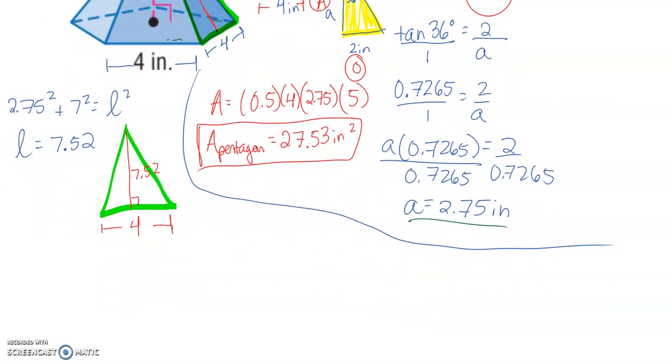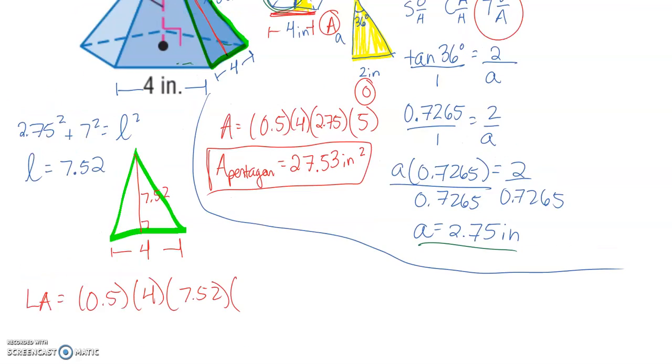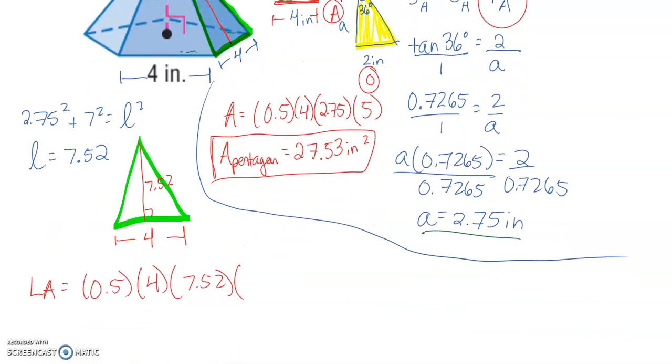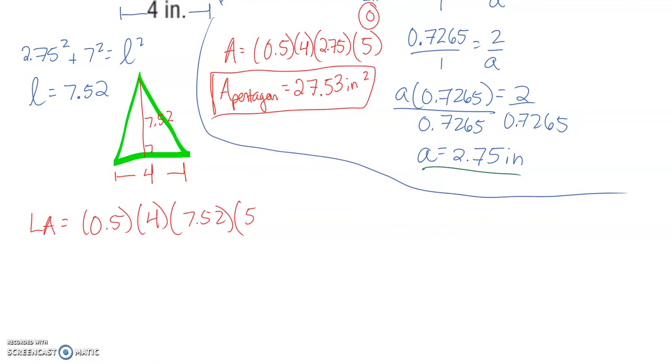So when I'm solving for the lateral area, I'm going to do 1/2, because the lateral area on a pyramid is a triangle, of course, times the base is 4, times the height is 7.52. And then you want to make sure you multiply by how many triangles are on this figure. Well, if the base is a pentagon, there are 5 different triangles. So then I'm going to solve that out. 0.5 times 4 times 7.52 times 5 gives me 75.2 inches squared for the lateral area.